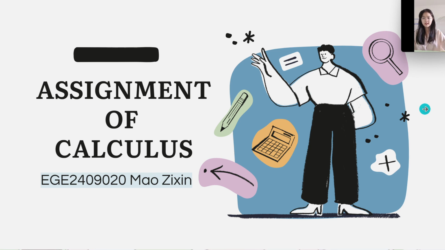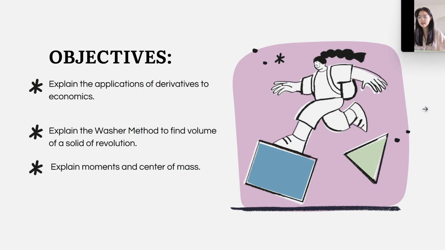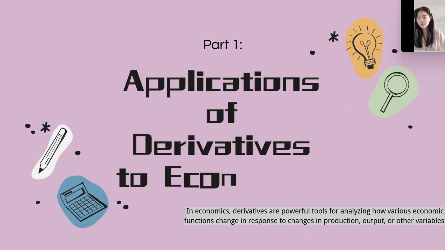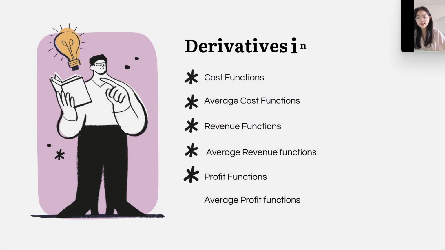Hi, I'm Mostyn. Today, I will explain the applications of derivatives to economics, then explain the virtual method to find the volume of a solid of revolution, finally explain the moment and center of mass. In fact, derivatives are helpful tools in economics to analyze how various economic functions change in response to changes in production. Then, let's begin with the applications of derivatives to economics.